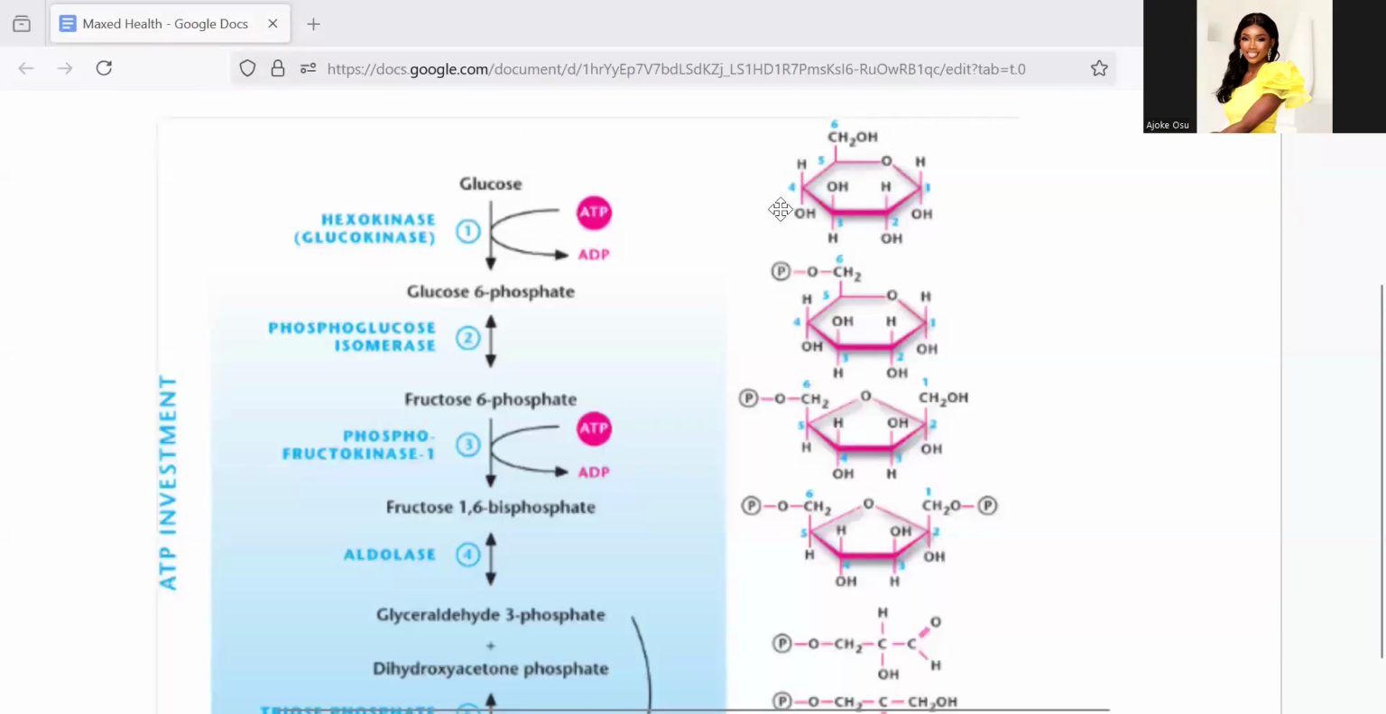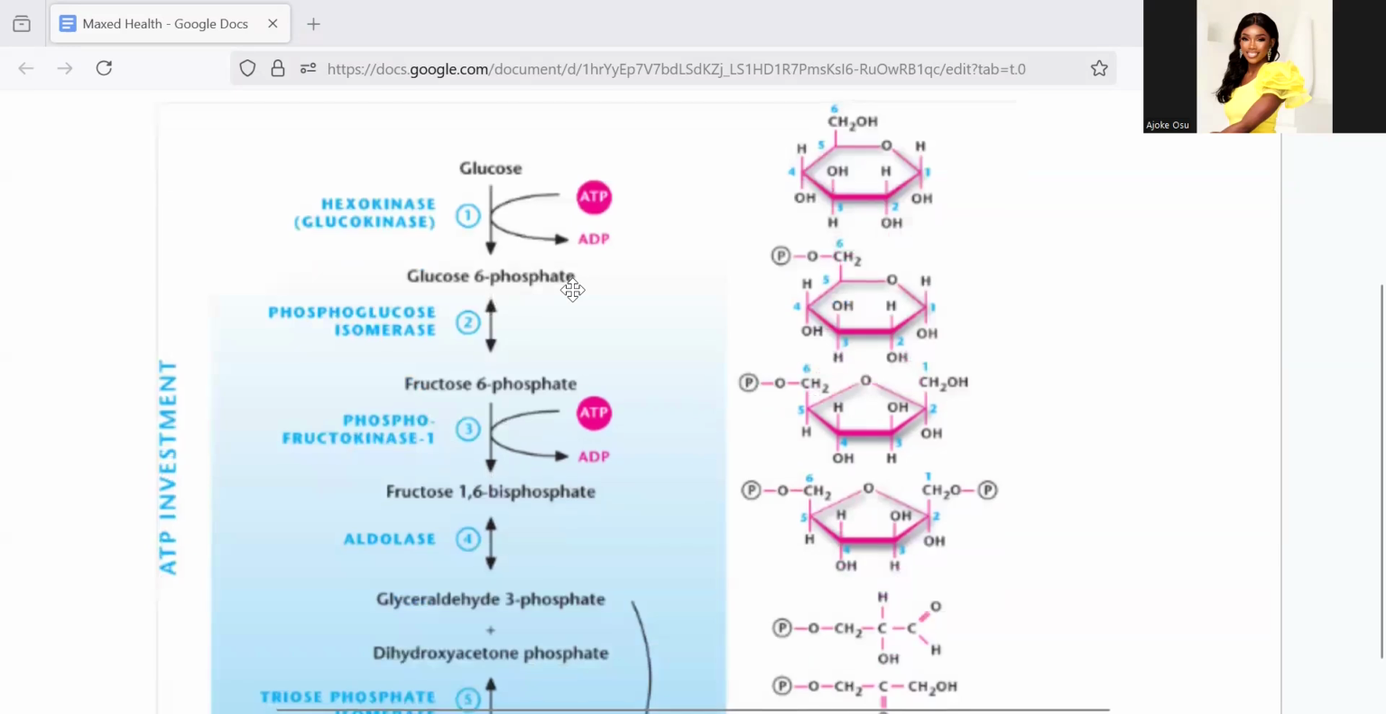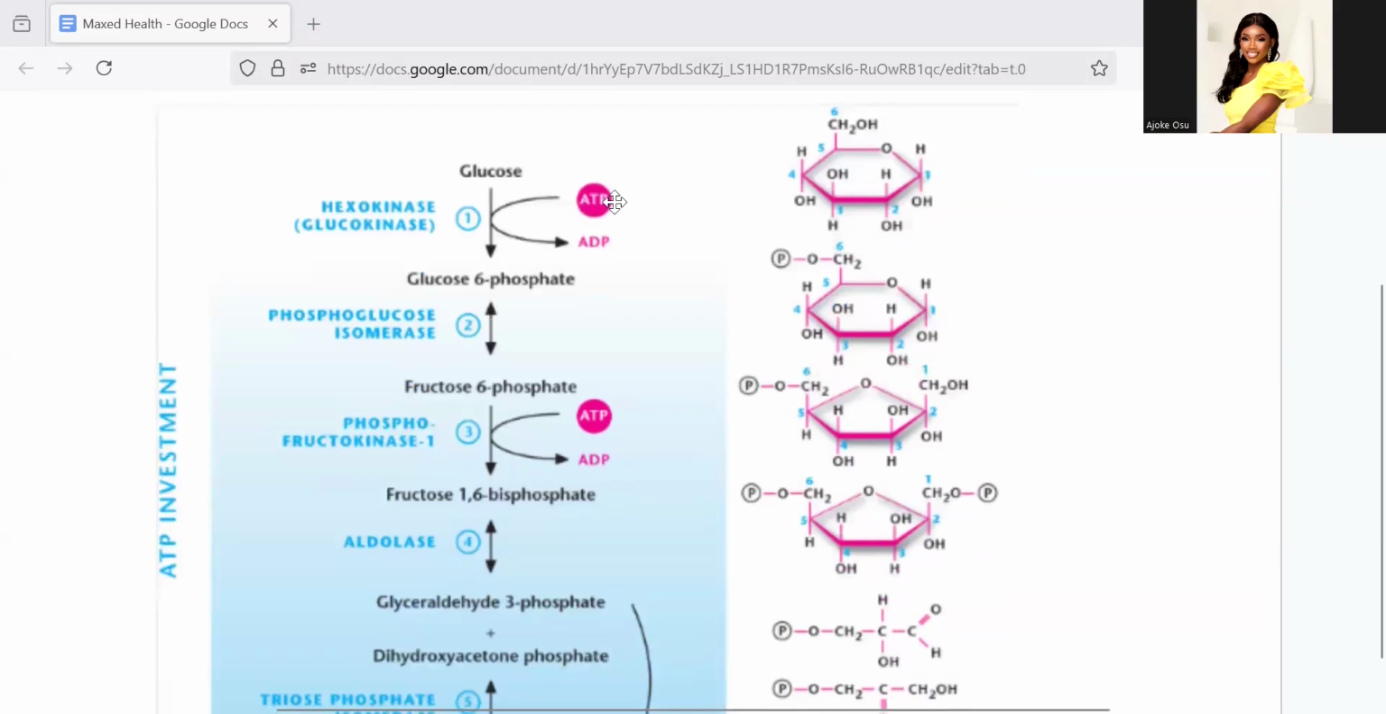So to briefly give you a detailed explanation of what's going on in this diagram. A phosphate group is transferred from ATP to glucose, making glucose 6-phosphate. Glucose 6-phosphate is more reactive than glucose, and the addition of the phosphate also traps glucose inside the cell, since glucose with a phosphate can't readily cross the membrane. Here glucose 6-phosphate is now converted into its isomer fructose 6-phosphate.